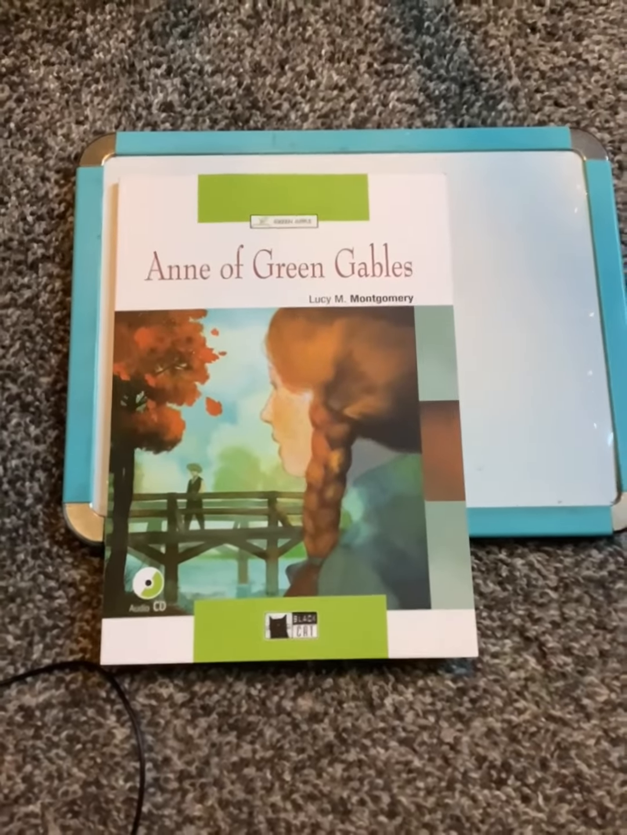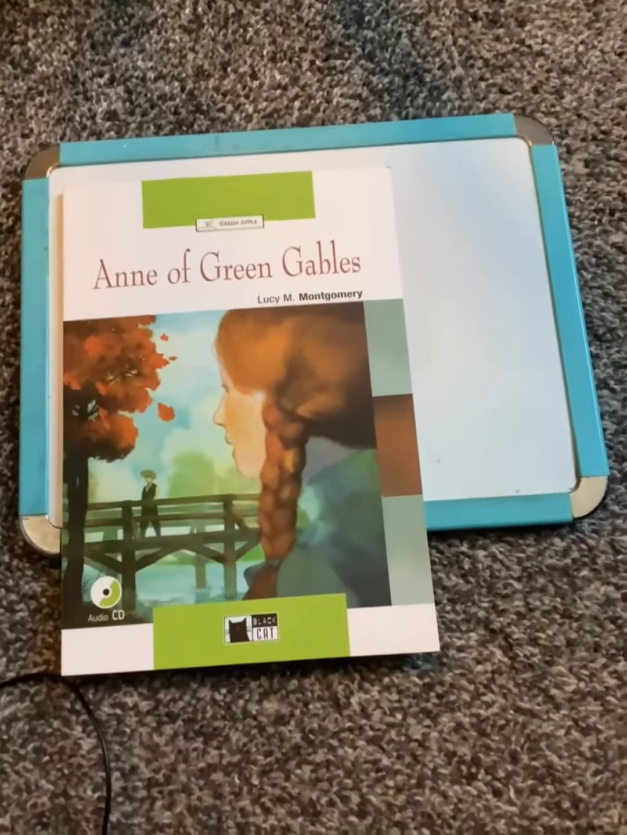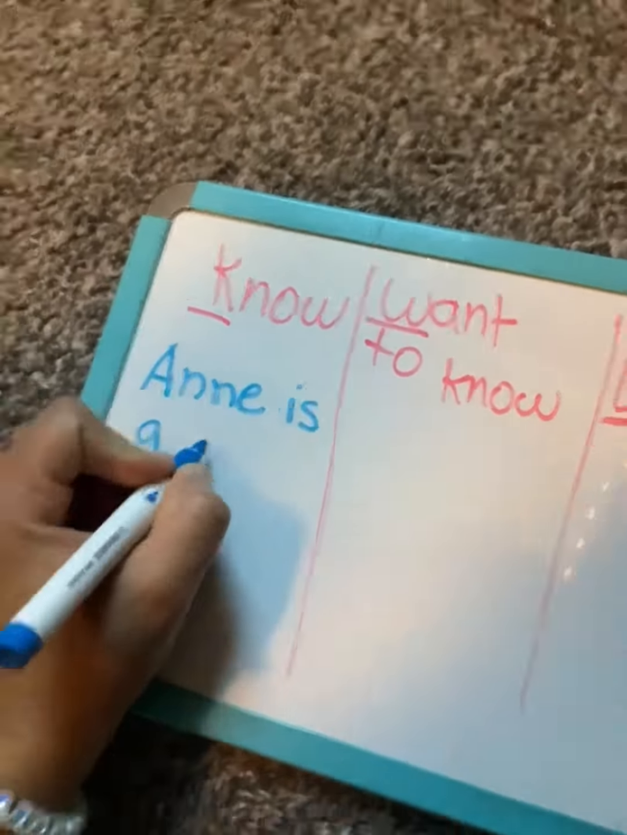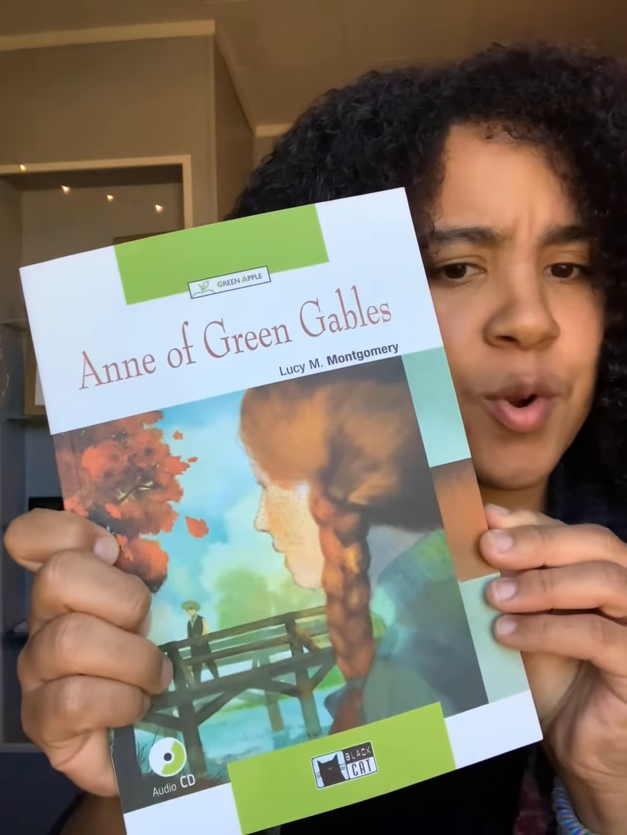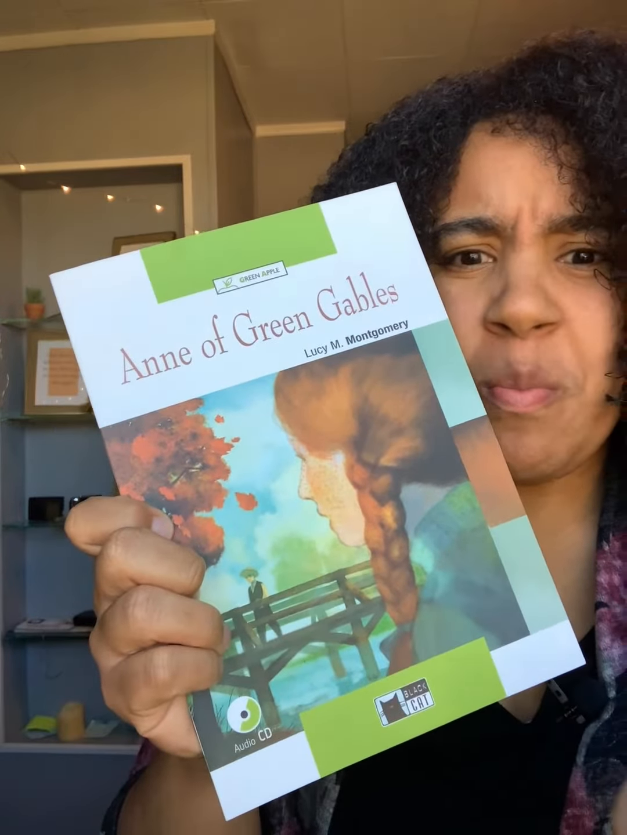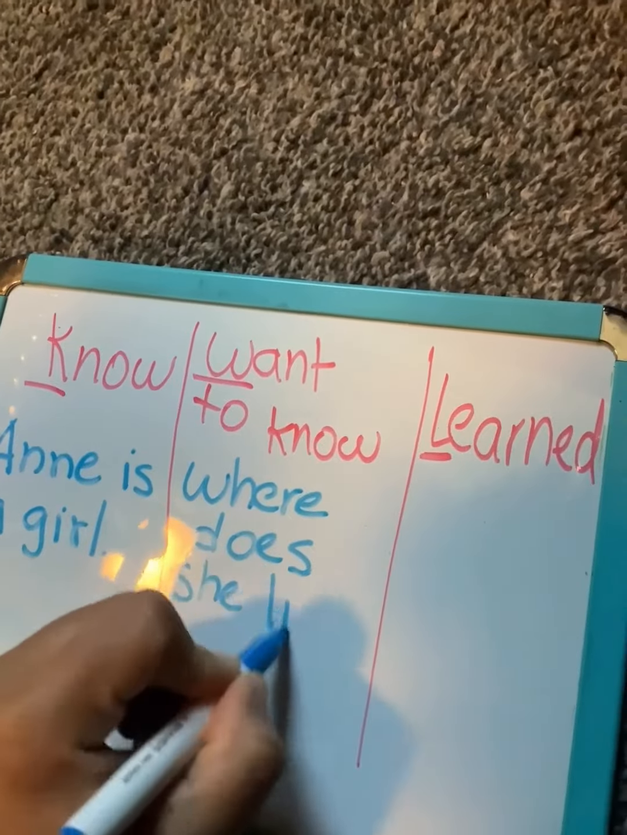Let's start by asking students what they already know about the book. They can look at the cover. Anne is a girl. Next, I ask students what they want to know about the book. They know she's a girl. Maybe they don't know where she lives. Where does she live? I don't know. I find that these two steps really help students feel motivated to start reading.